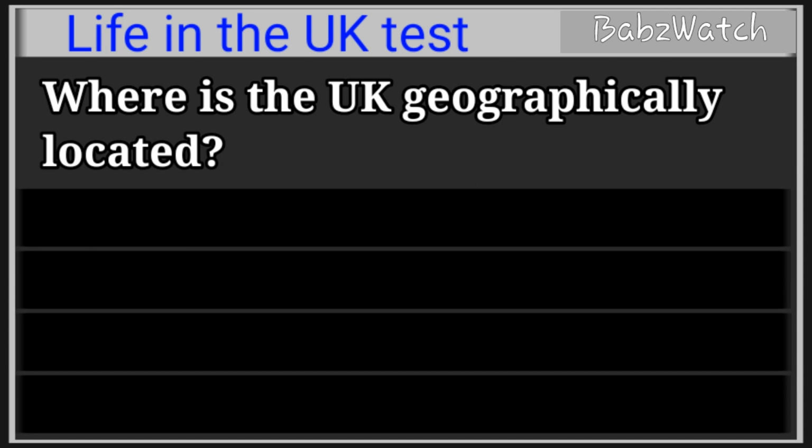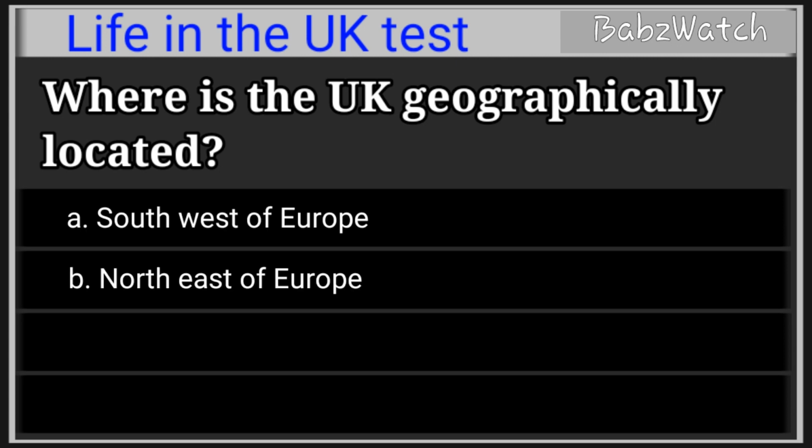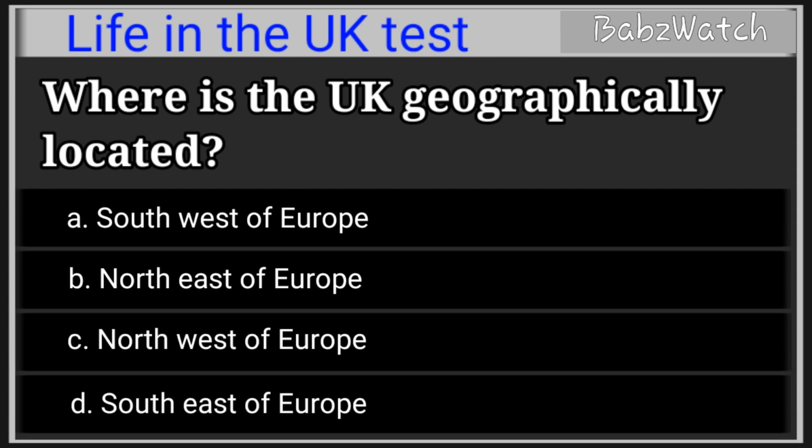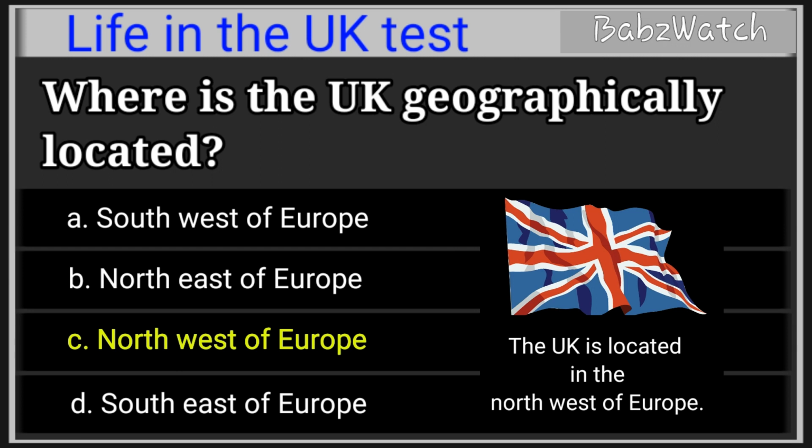Life in the UK test. Question 1 of 24. Where is the UK geographically located? A. Southwest of Europe. B. Northeast of Europe. C. Northwest of Europe. D. Southeast of Europe. The correct answer is C. Northwest of Europe. The UK is located in the northwest of Europe.